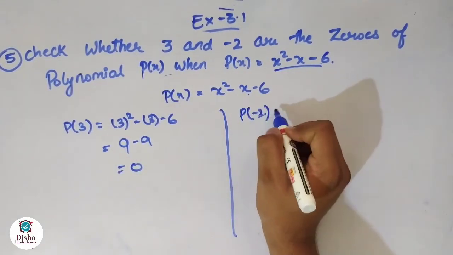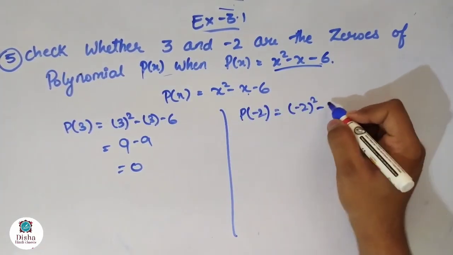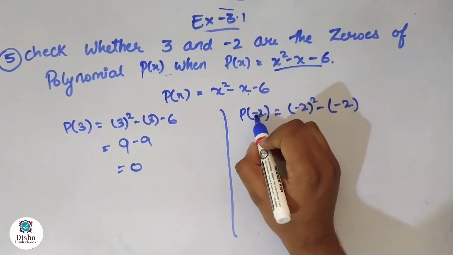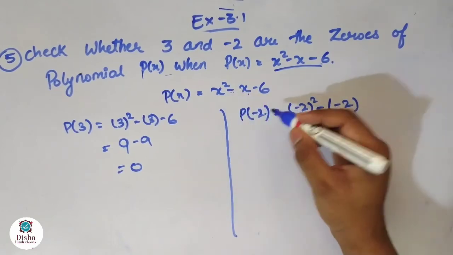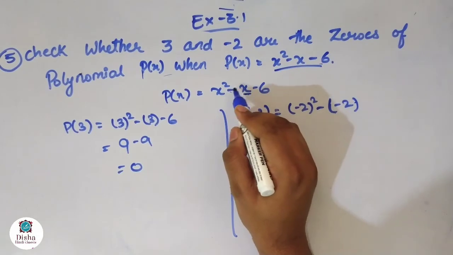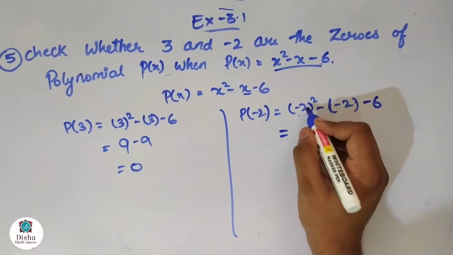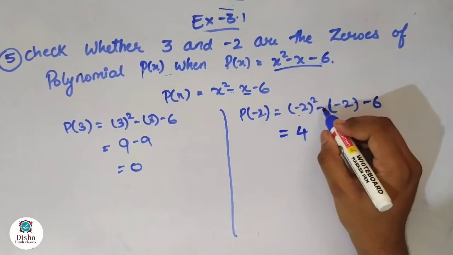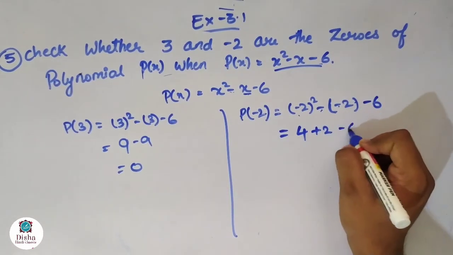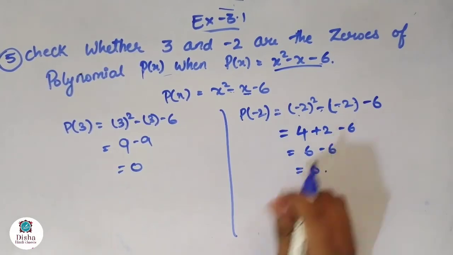Now p of minus 2. So substitute minus 2 in the place of x. That will be minus 2 whole square. So next we have again minus 2. So here you should take this minus sign also inside the bracket. You have to write it inside the bracket in the place of x only. This symbol will be present when you are writing this equation. So therefore it will be minus 6. So minus 2 whole square will be 4. Minus of minus, minus into minus will be plus, plus 2, and here it will be minus 6. So therefore 6 minus 6 equals 0.